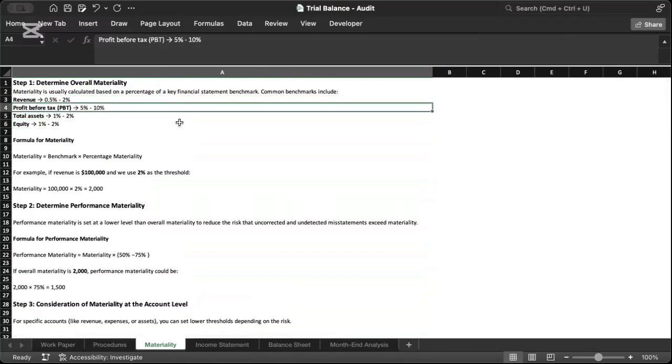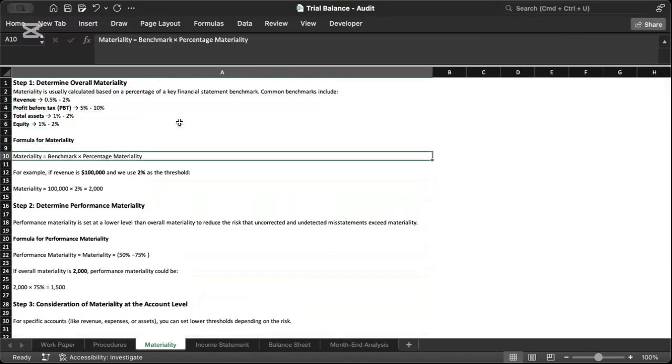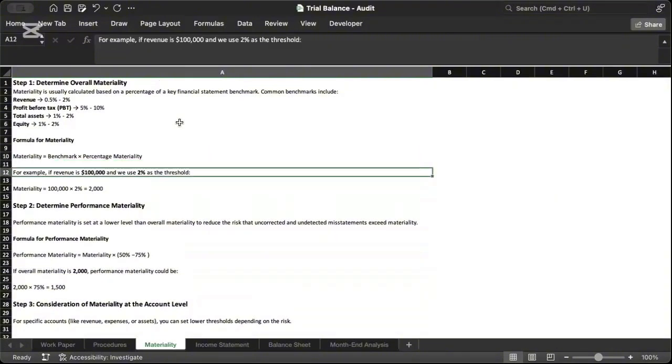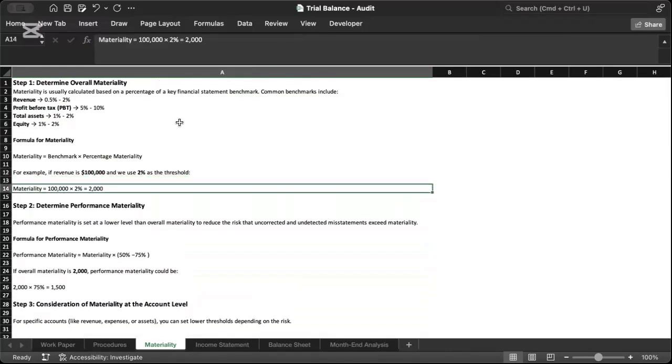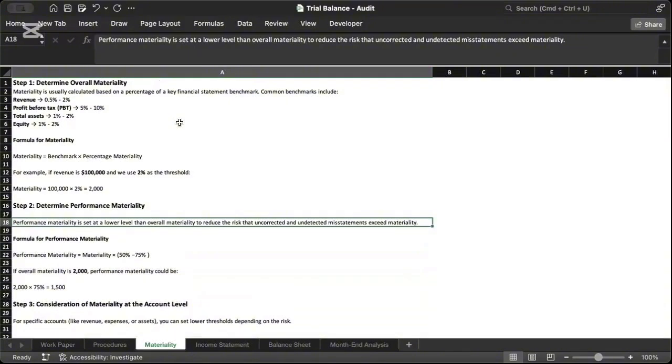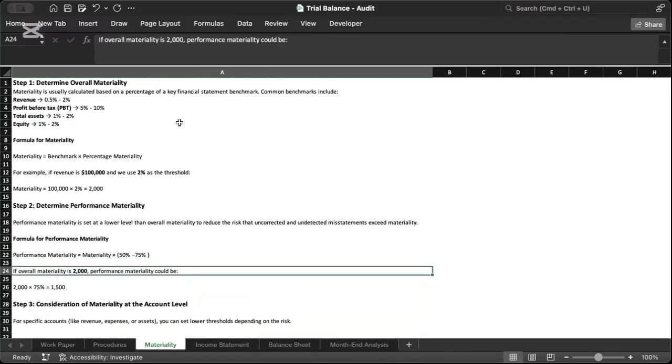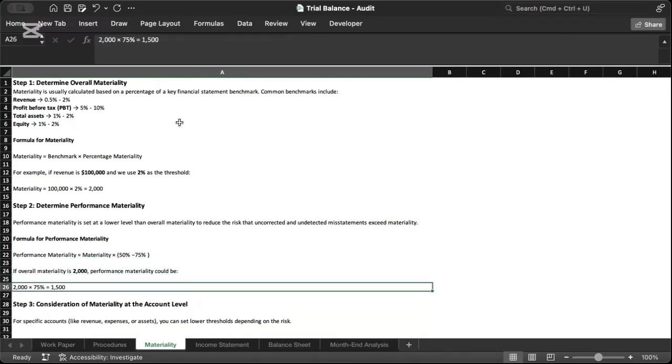There are some of the benchmarks, and that's the formula: the benchmark times the percentage materiality. In this example, I've used 100K, the revenue, and 2%. And we get 2000 as our materiality. And then performance materiality is set at a lower level than overall materiality. I've chosen 75% of materiality, and we see here 1500. And then we have another thing called trivial materiality, which refers to small errors that, whether looked at individually or together, are clearly too insignificant to impact the financial statements.